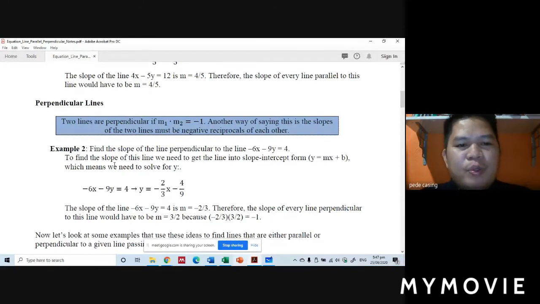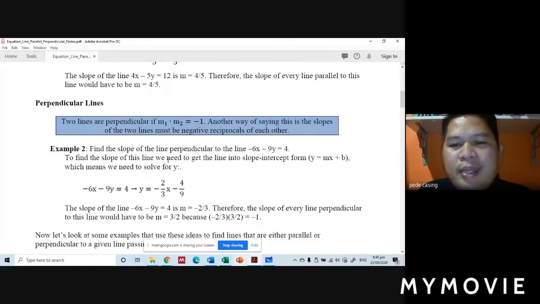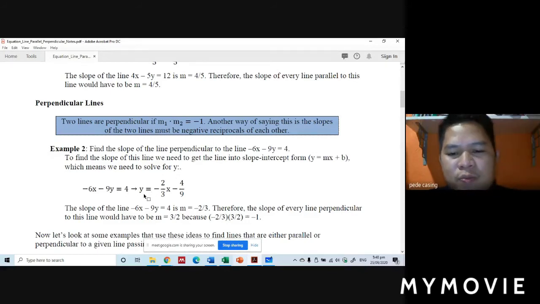So let's now have an example number 2. Find the slope of the line perpendicular to the line negative 6x minus 9y equals 4. So first, we are going to find the slope of this line. We need to get the line into slope-intercept form. So kaninga form, take note, y equals mx plus b. This is called slope-intercept form, which means we need to solve for y. So katong first na to nga process, we are going to follow.